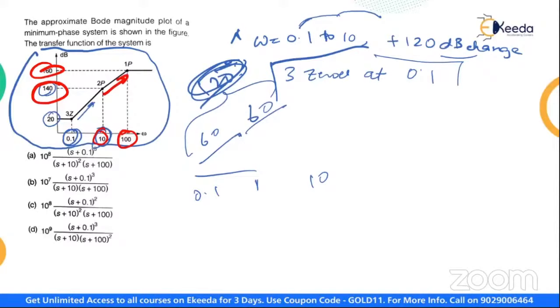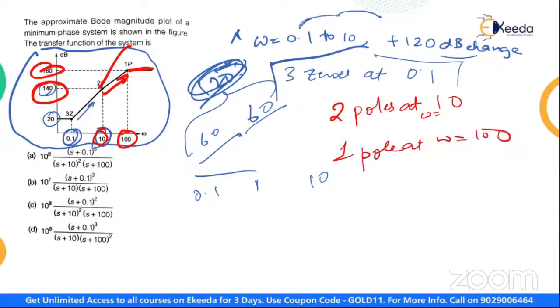But see here, if there was nothing at 10, this would have gone straight. But no, there is something because of which you have got a loss of 40 dB. Therefore, there must be two poles. Two poles at how much? Omega equal to 10. Correct? Yes, sir. Now, similarly, at omega equal to 100, see here, the slope has become flat, which means there should be again one pole at how much? Omega equal to 100. Correct or not? Yes.